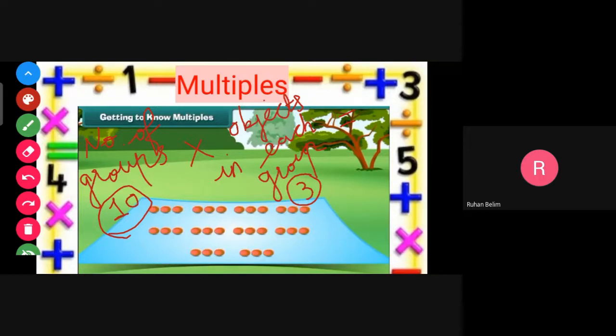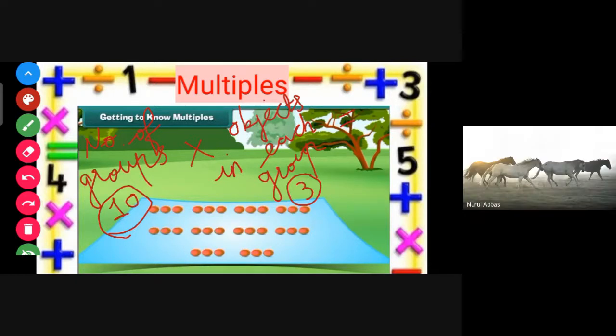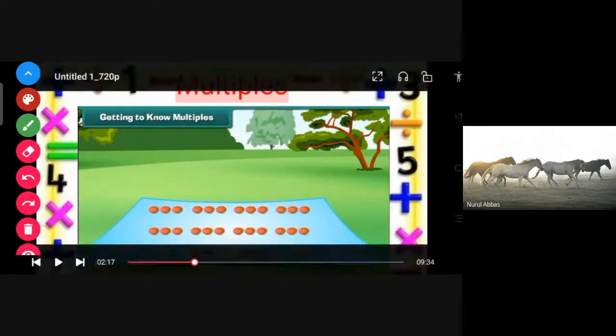Now don't share IDs like this. Now let's revise the next one. So this was about multiplication and addition, right? Which one is easy?